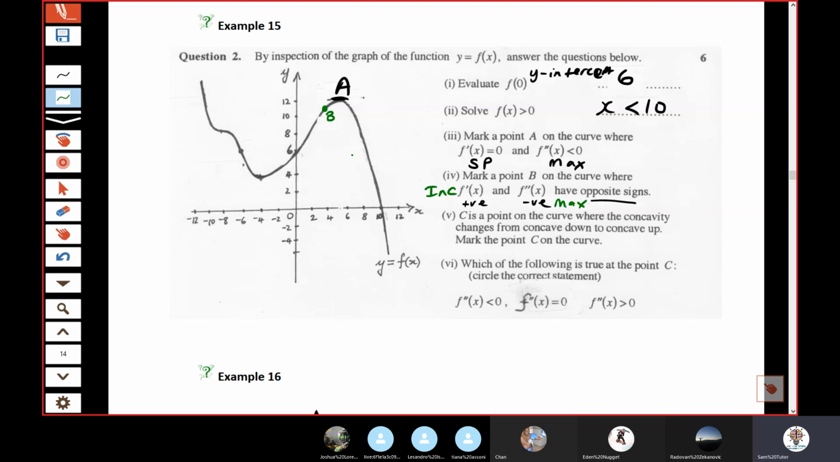If you did it the other way around, it would still work. It would have been a minimum and decreasing, which is right there. Minimum, decreasing. So that could have also been B, for example. That's why they didn't care, as long as it's an opposite sign. Okay, all good.